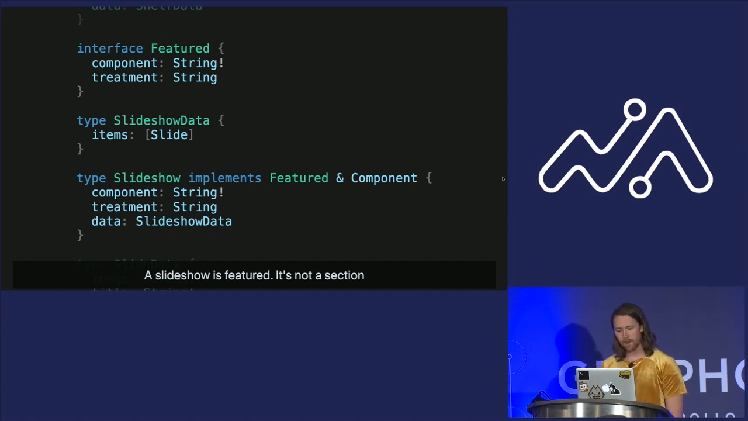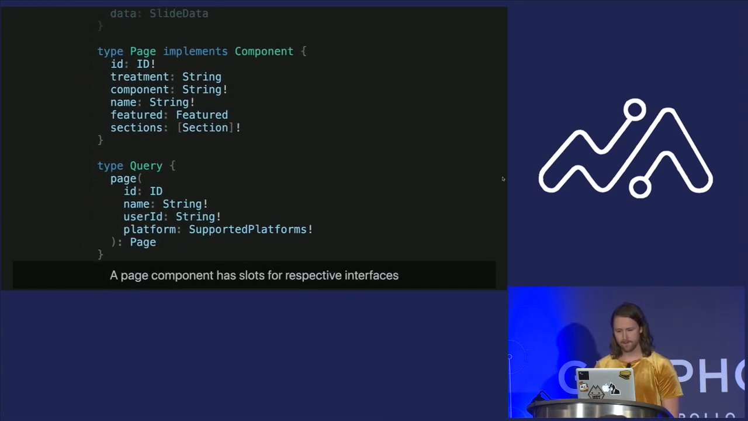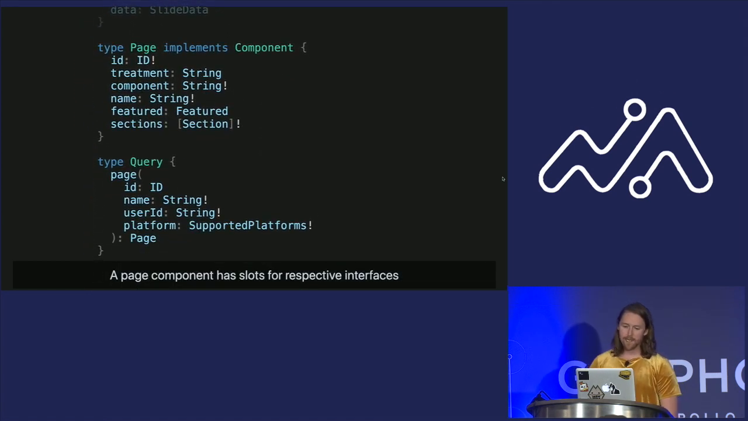So we have our slideshow with our slides. And in here, we can stitch it together, and in our case, we created a full page type. The page is basically, if you can remember what the home page looked like that I showed you, that top featured section, and then a bunch of shelves, an array of sections here. And you remember those sections can be a shelf with tiles in it. And then finally, we have our query, where we're going to receive the name, user ID, and platform, and return a page.